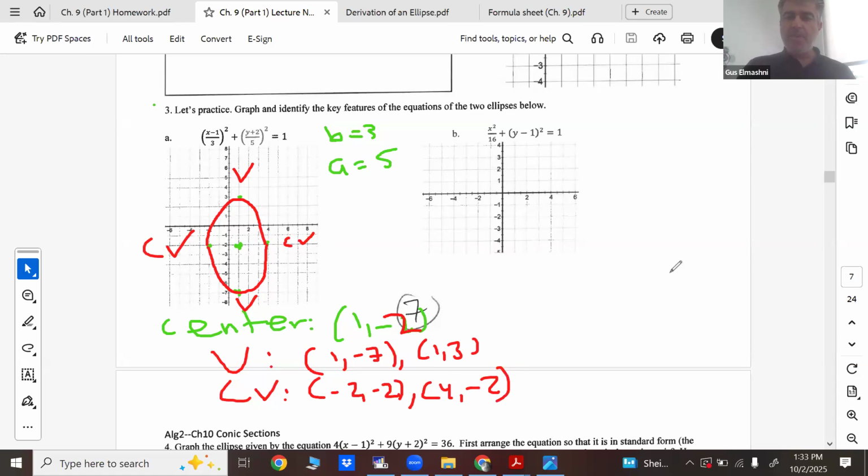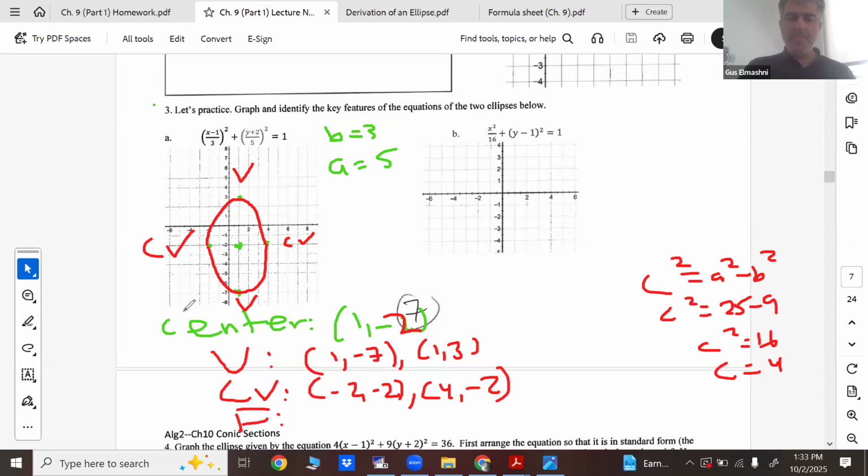Okay, and now I've already explained this whole c squared business to you. That's going to be c squared equals 16, so c is 4. Technically it's plus or minus 4. So my foci, I'll use blue here, are 4 away from the center. So that's going to be up 4, down 4: 1, -6 and 1, 2.